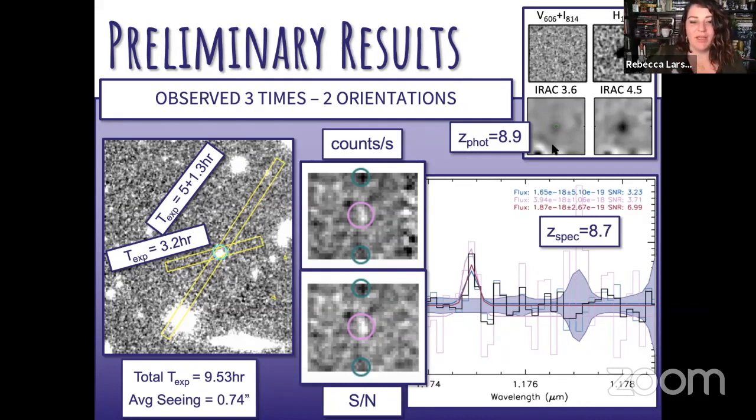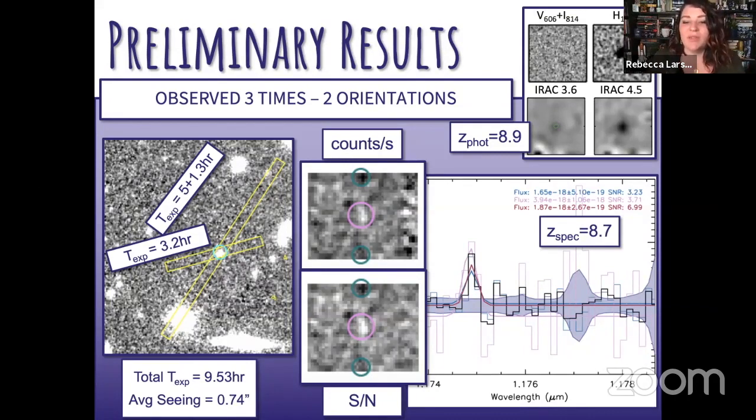Here I am showing in the 2D the counts per second. So this is our data. And then here is a signal to noise of this same emission line. Like before in that example of the low redshift object, you would expect to see a very bright emission line in those pink circles, and then 2 negative traces in the teal circles.